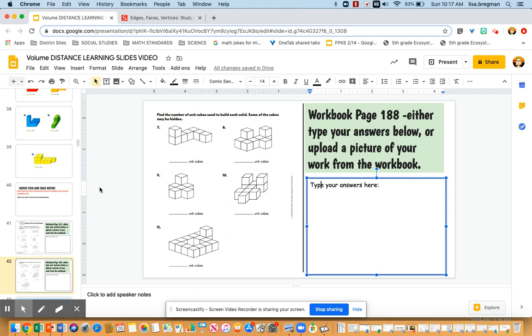Now, if you have your workbook, please do your work in the workbook and upload your images. We also downloaded a PDF of all the workbook pages for this unit. We're not going to be going through every single page of the workbook, but if you'd like to print a page from the workbook, if you don't have the actual hard copy, you may do so from the PDF.